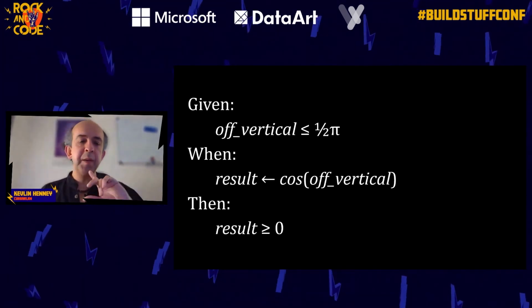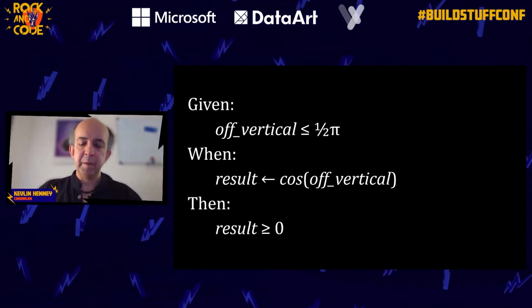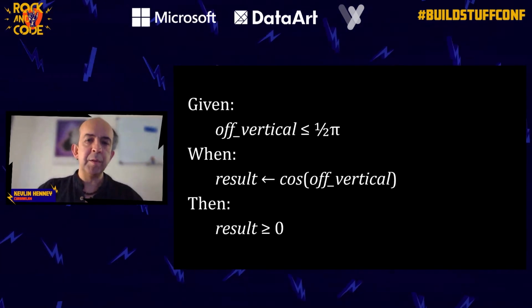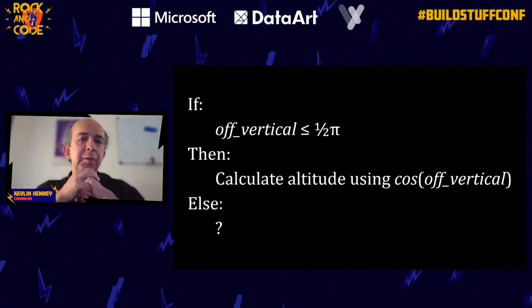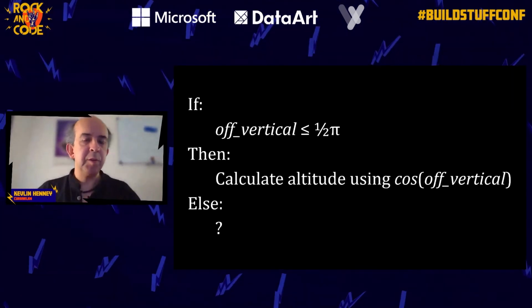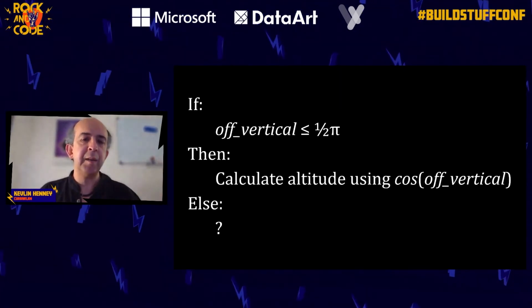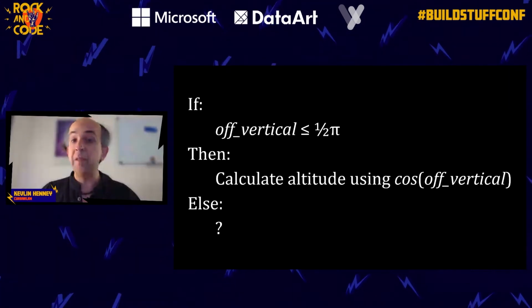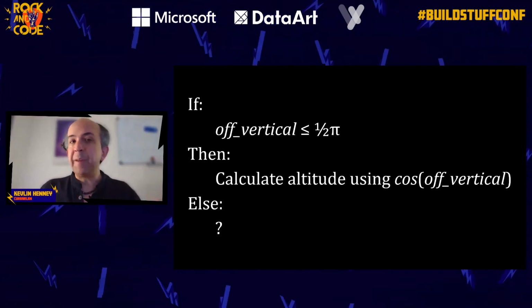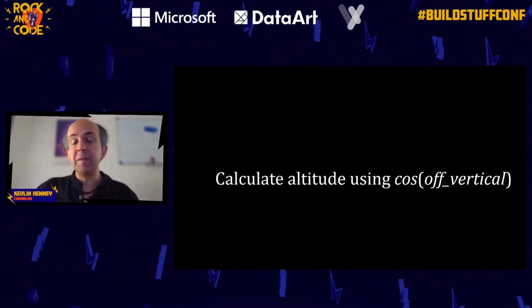But let's put this from another point of view. What was the problem we encountered? If we were to write this one out, because I want this to be fault tolerant, I would have said, if the angle is less than that, then we're going to calculate the off vertical, using the off vertical. Otherwise, what are we going to do? We haven't got a behavior for that. We just did this.